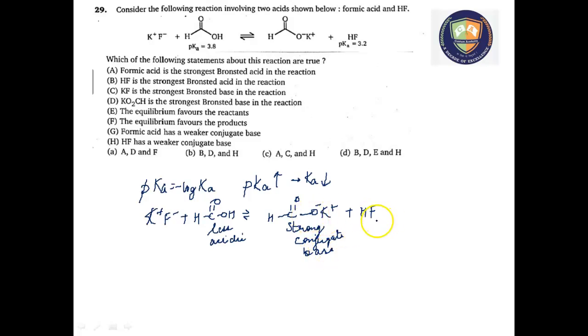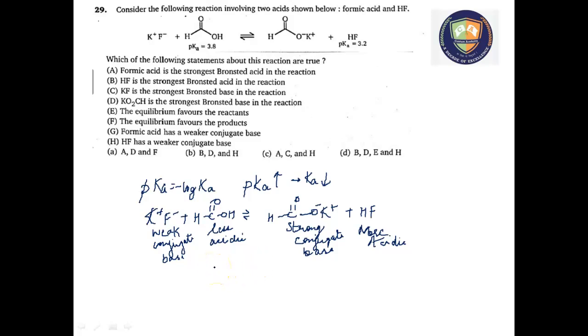On the other hand, this HF has the lower pK value, which means it will be more acidic. Which means its conjugate base, that is KF, will be a weak conjugate base. As we know, equilibrium is attained in this reaction, and a reaction in which equilibrium is there favors the weak acid and weak base. So this reaction will be favored towards the reactants, that is KF and formic acid. The reaction will shift to the left side, towards the reactant side.